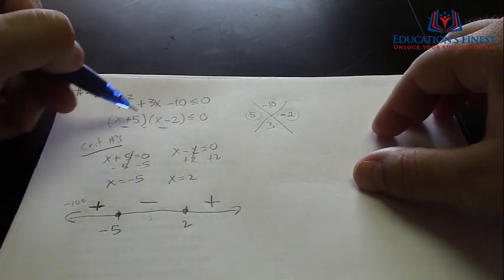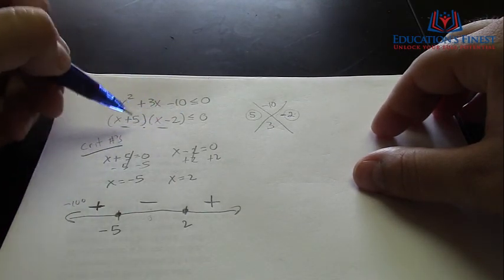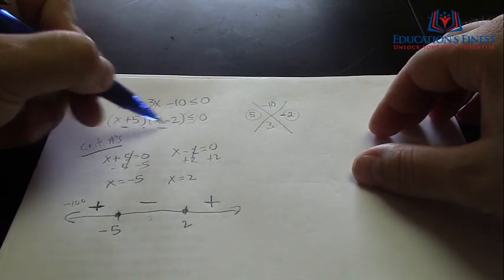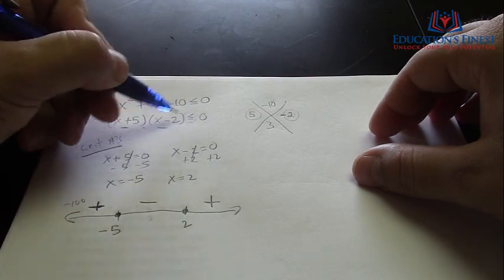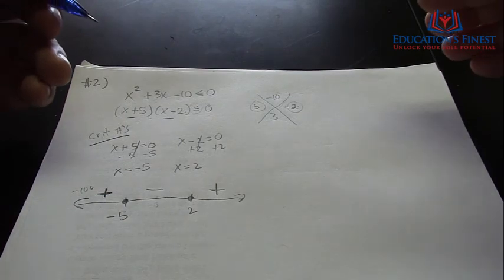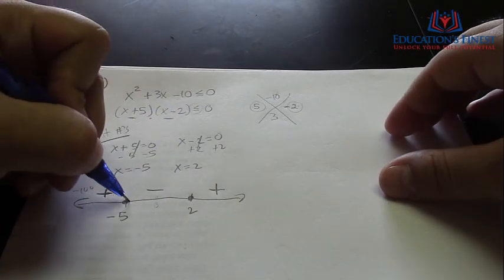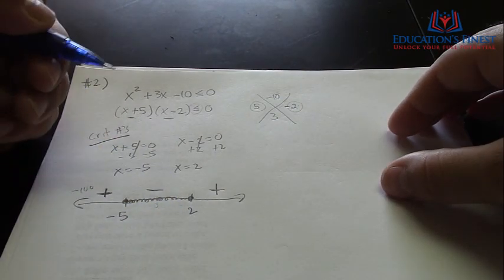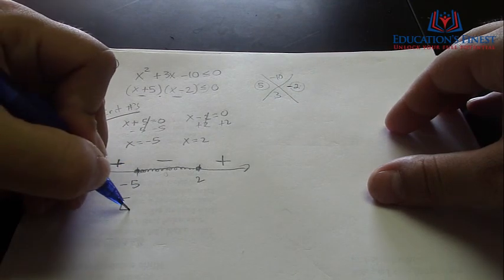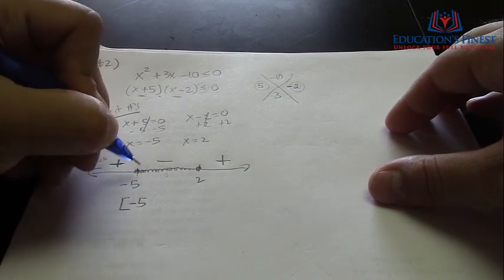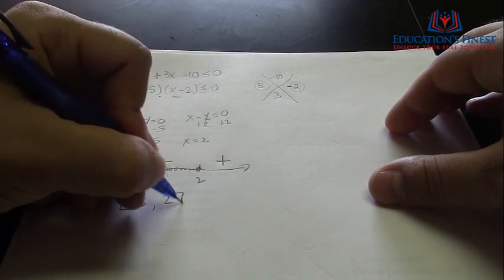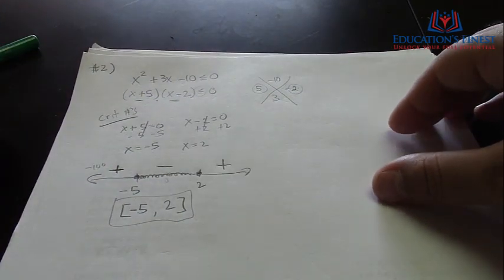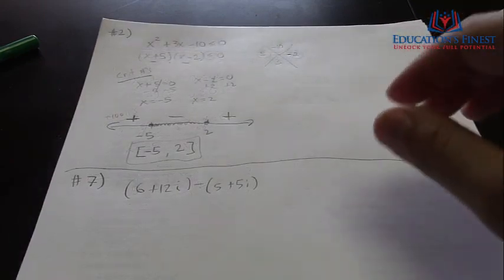Now, with that being said, what you have to do is go back and look at the original inequality and say, what does this symbol say? It says we're looking for numbers that are less than or equal to 0. What kind of numbers are less than 0? Negative numbers. So you just go down to your number line and fill in the negative section there. And now since these are filled in circles, you got to do interval notation. Negative 5, it begins there, and it goes to 2. And these are both brackets because they're closed circles. And that's number 2.